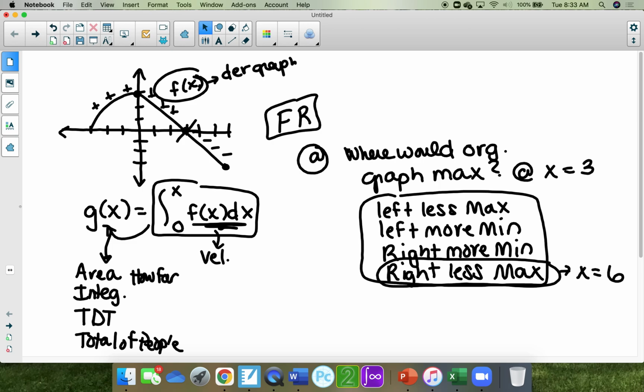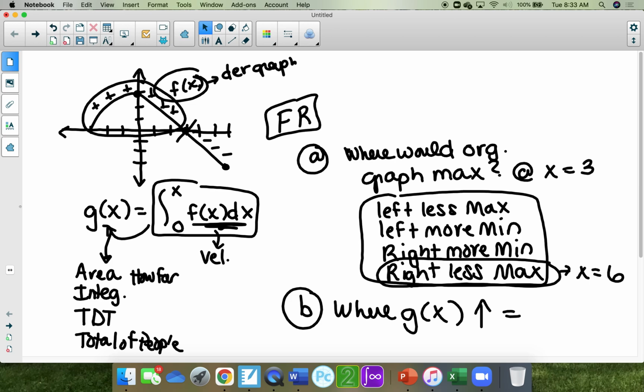So, okay, the B. Where would the original graph, or where would g of x, which would be your original graph, increase? Well, these are all positive slopes right here, so it would increase from -3 to +3. Where would your original graph decrease? It would decrease from +3 to 6.